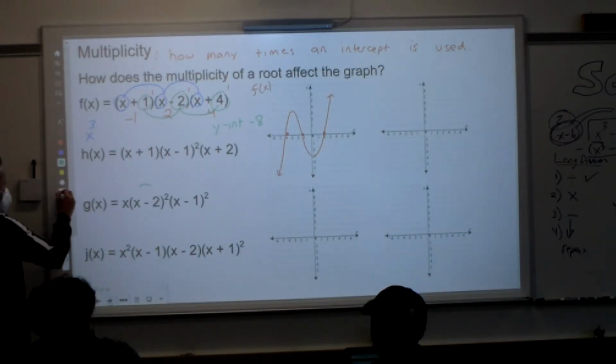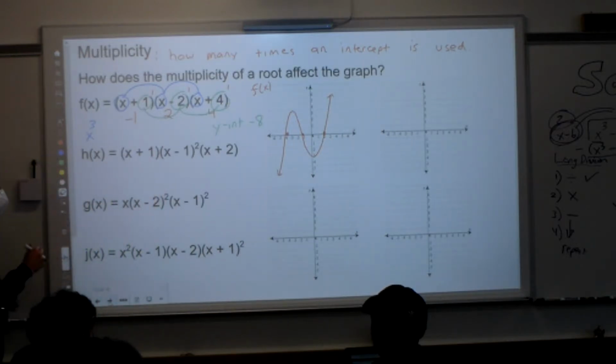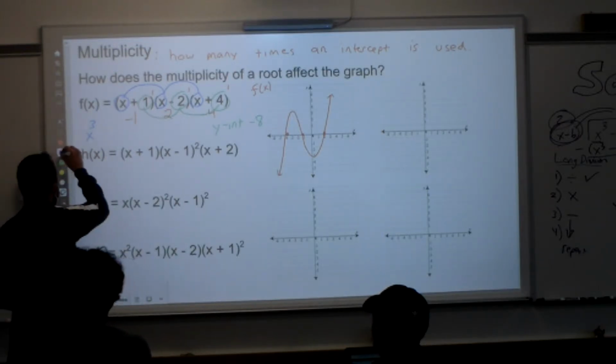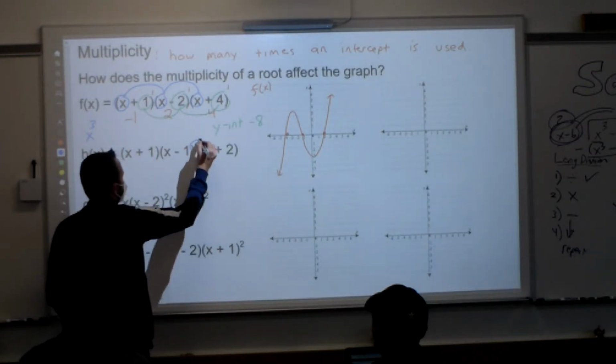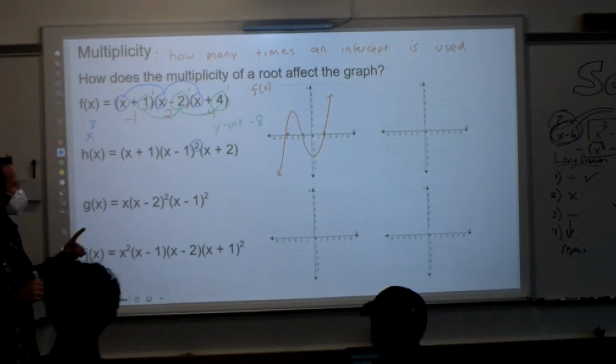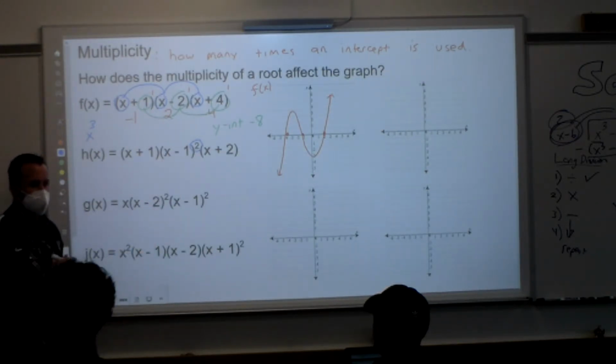Let's go to h of x. Now, h of x has something tricky to it. Just looking at h of x, does anyone see what it is? There's a squared right here. We saw in the other one, all of these multiplicities were 1. What's going to happen if it's 2? Well, let's do some exploration.